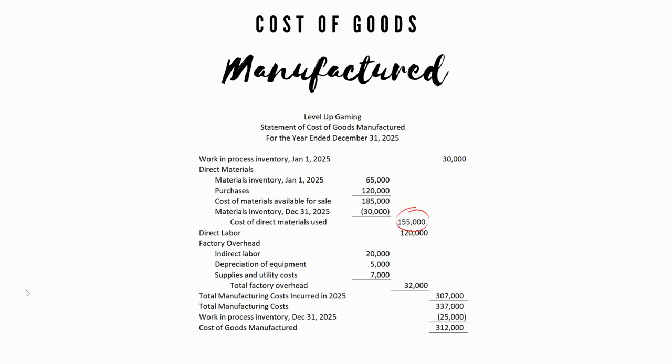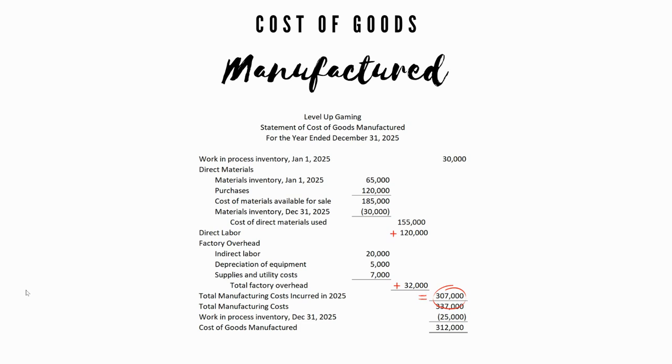Now remember how I talked about those columns? We're going to be doing some adding in this second column as well. We'll start with that cost of direct materials used, add direct labor, and add that total factory overhead to get the total manufacturing costs incurred in 2025.